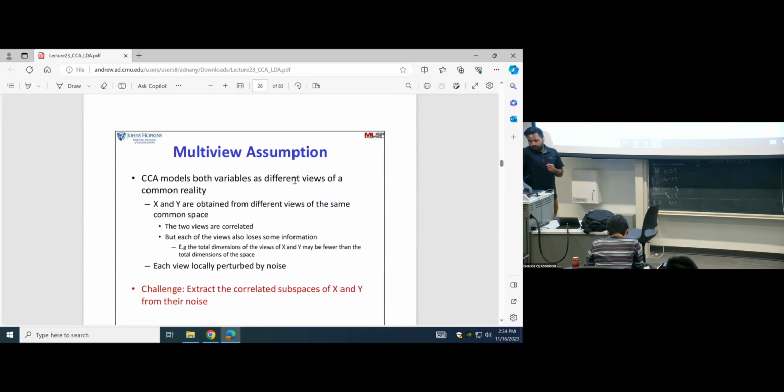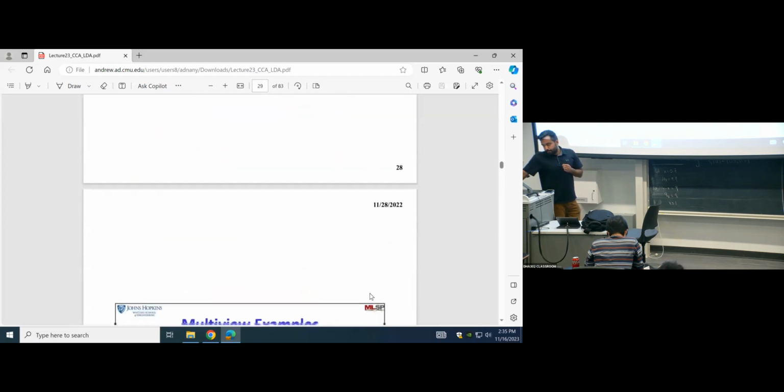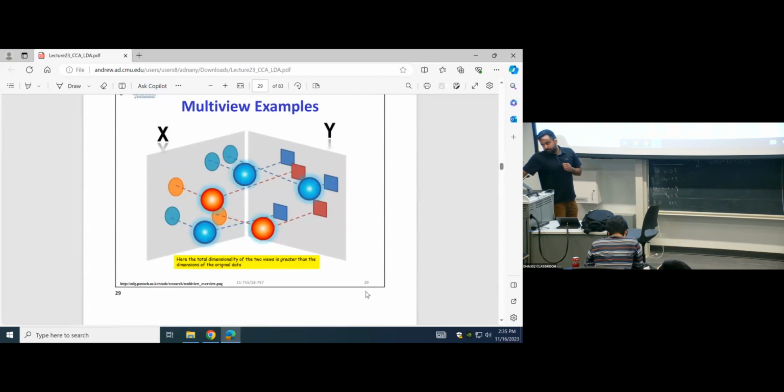Okay. I think somebody asked about this. This is a good way of modeling the problem. CCA basically wants to extract the correlated subspace of X and Y from the noise. Another way to think about it is the strength between two variables, like what can they both combined have to offer? That is how you can think of CCA.